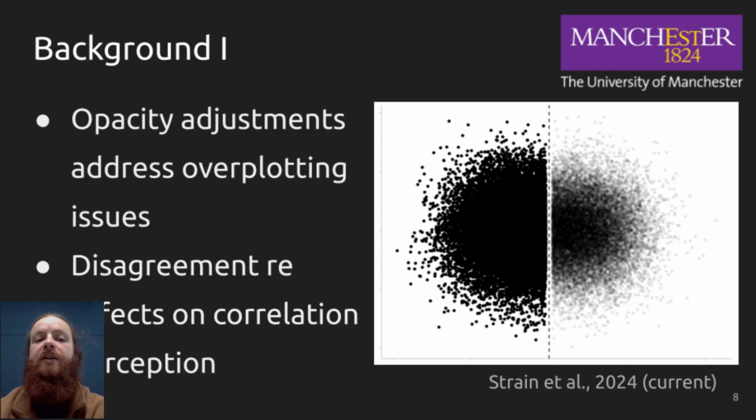So changing the opacities of points on scatterplots is an established technique and has been used extensively to address issues of overplotting. So when we try to plot data sets with very large numbers of points, the overlap between points can make trends difficult to see, and previous work disagrees on the effects of doing this on correlation perception.